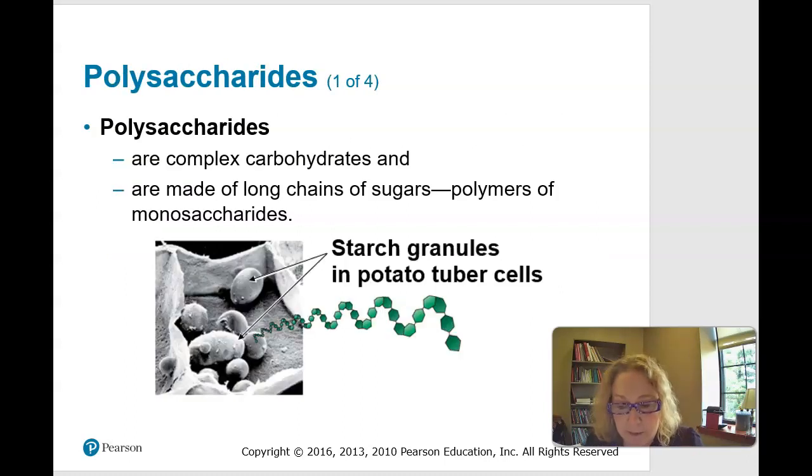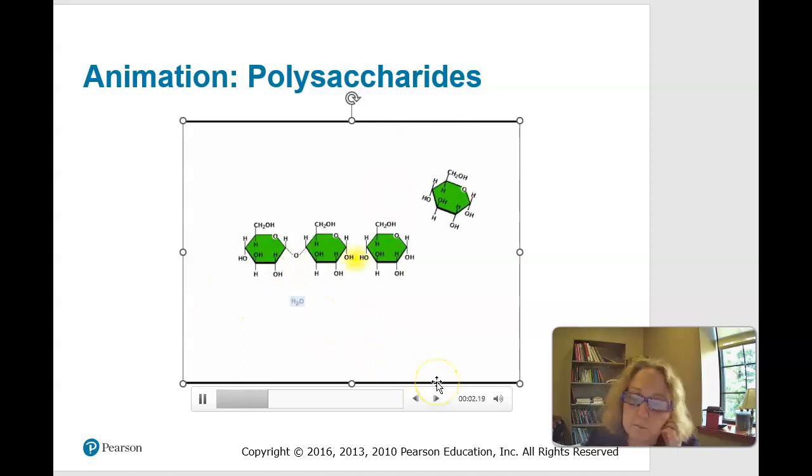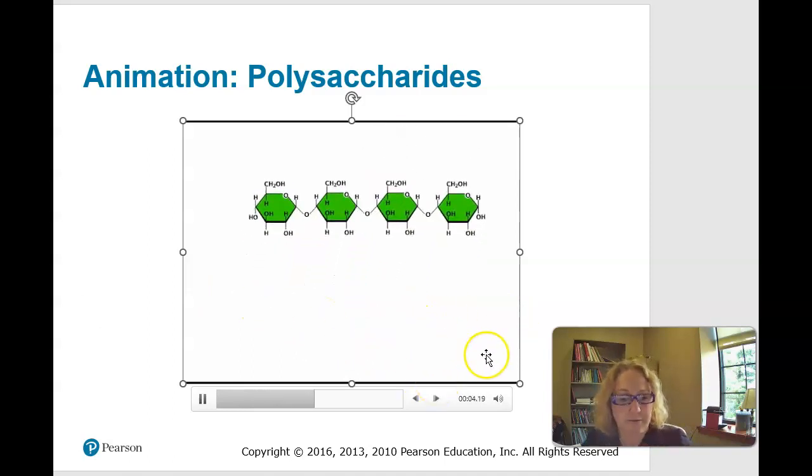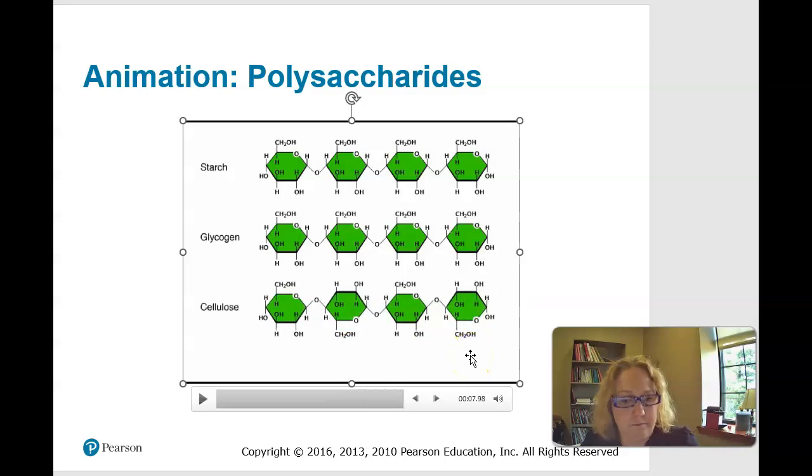Okay, poly. Remember, mono, di, polysaccharide. Polysaccharides are complex carbohydrates and are made of long chains of sugars. So here is your starch granule, long chains of monosaccharides. Look at all the water coming off. Polysaccharides are polymers, long chains consisting of hundreds to thousands of linked monosaccharides.